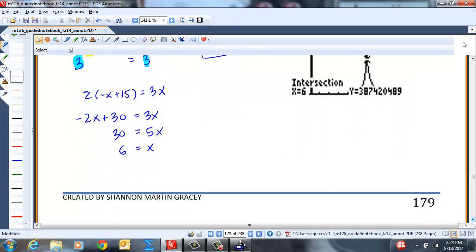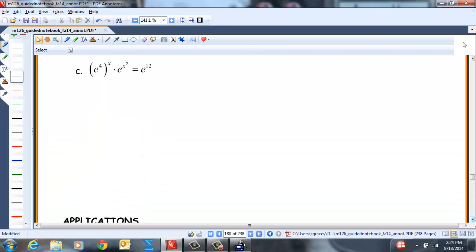Okay, so here we go for this guy. We're going to have to use a little bit of fun times with laws of exponents here. So I have the same base here, but I've got these grouping symbols that are making it kind of mean. So e to the 4th raised to the x is e raised to the 4 times x, and then times e raised to the x squared equals e to the 12th. When I multiply same bases, I add the powers.